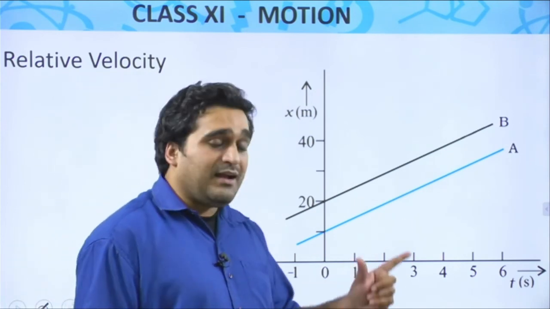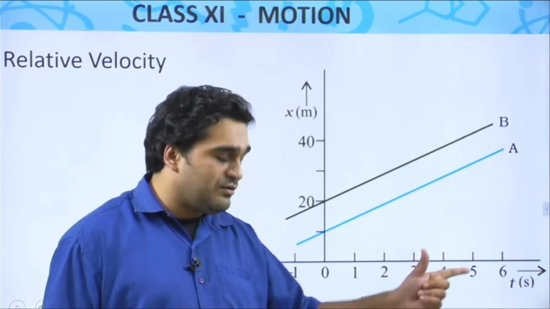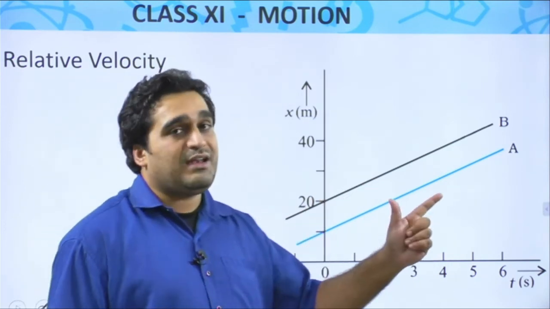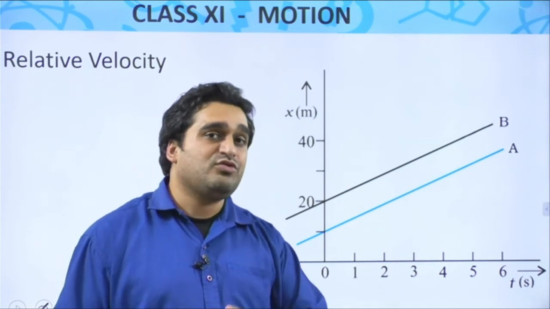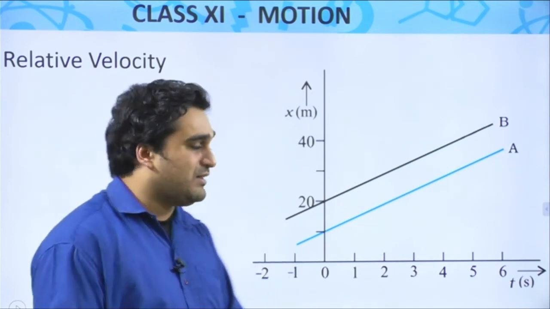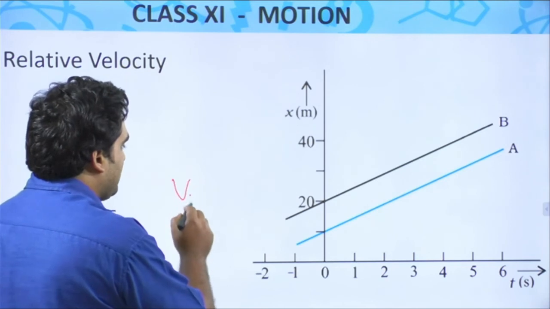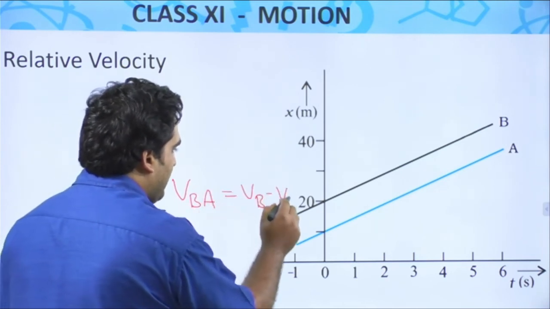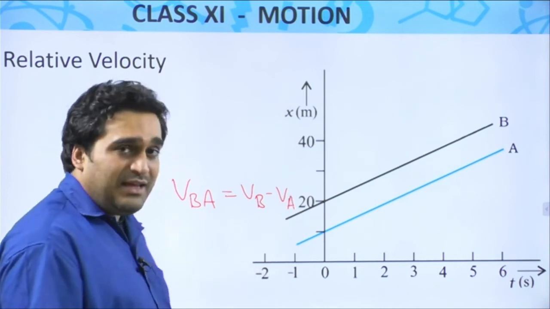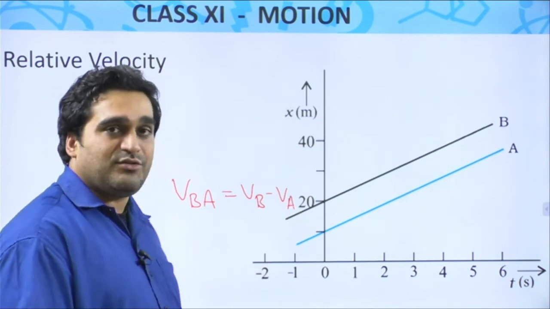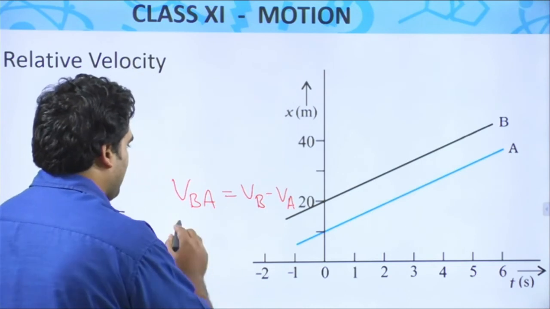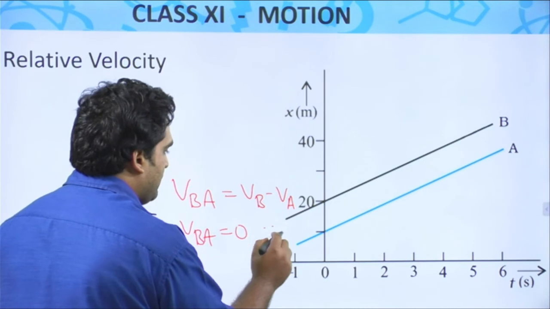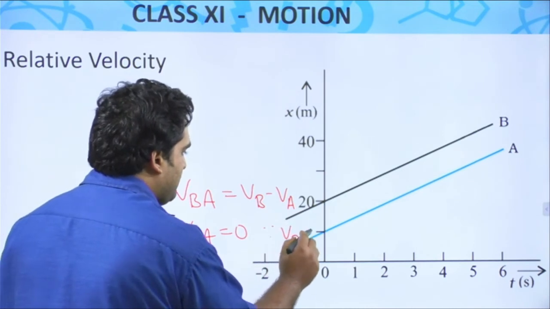Therefore, when this cat looks at the neighboring train, it appears as though the train is stationary, because the two velocities cancel each other, as in the relation we mentioned: VBA equals VB minus VA. Since both the velocities are equal, you get 0, because VB equals VA.